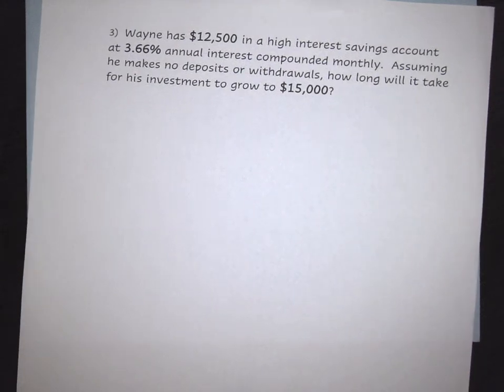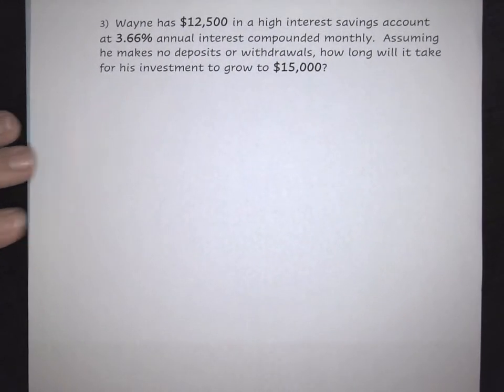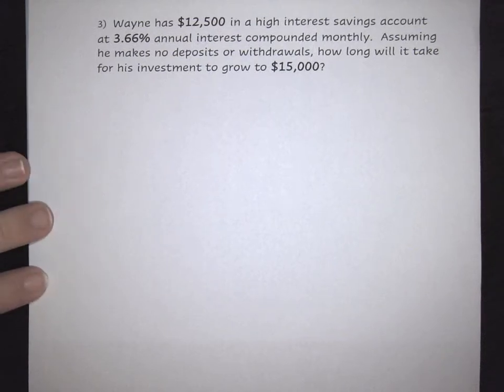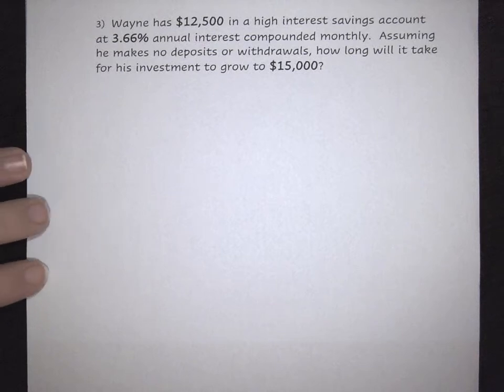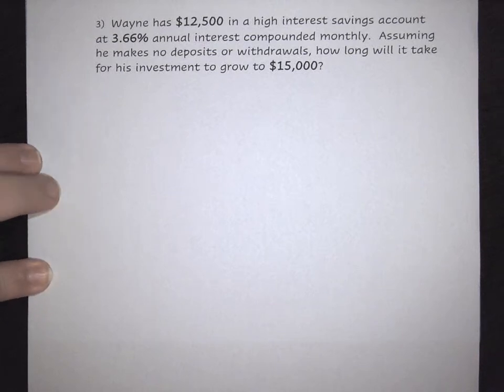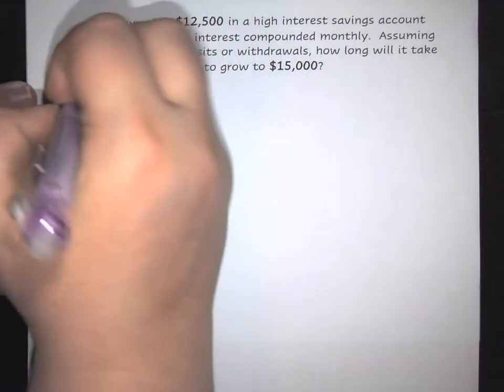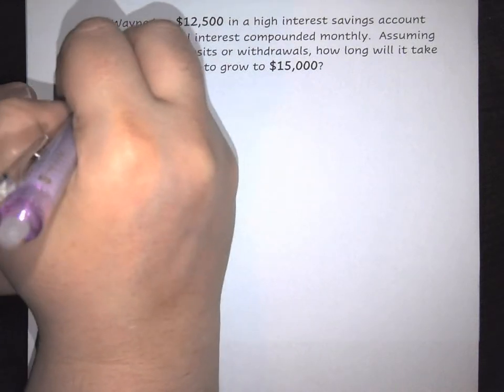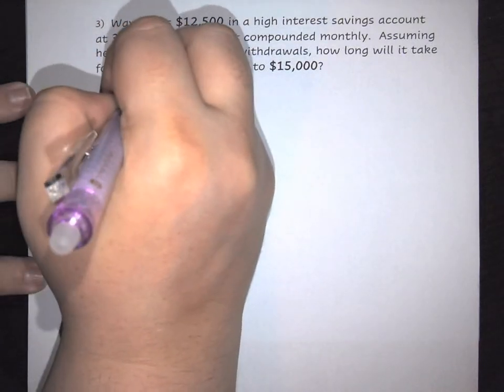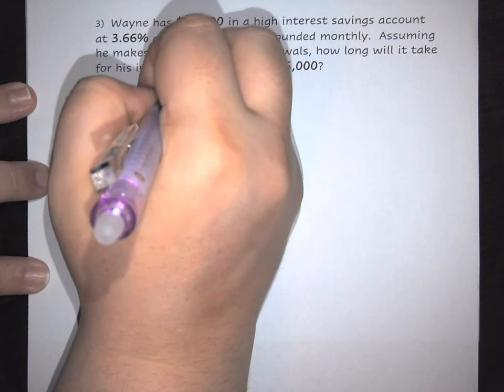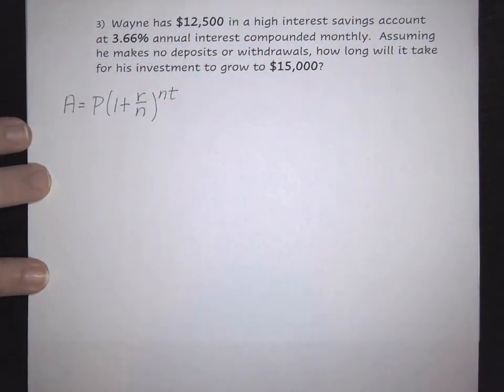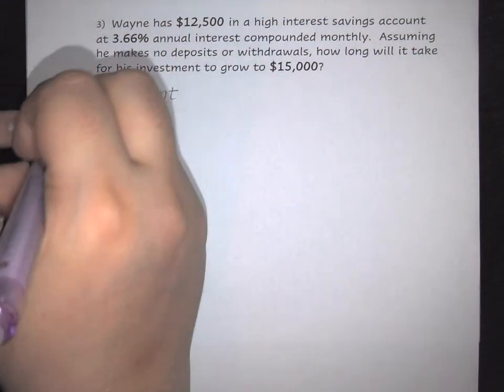Alright, let's look at this last and final one. Wayne has $12,500 in a high interest savings account at 3.66% annual interest, compounded monthly. Assuming he makes no deposits or withdrawals, how long will it take for his investment to grow to $15,000? First of all, we are going to use A equals P times 1 plus r over n to the nt. Just like before, we need to look at what it is that we have.